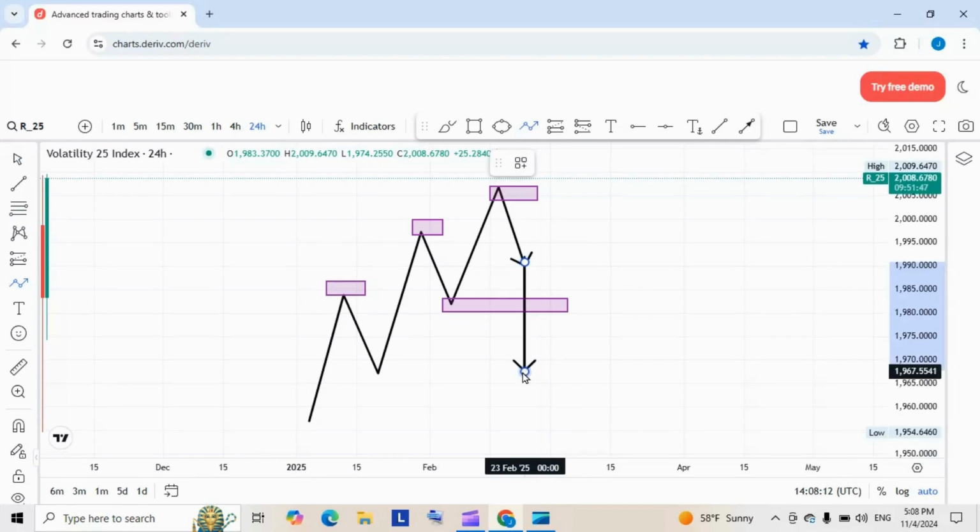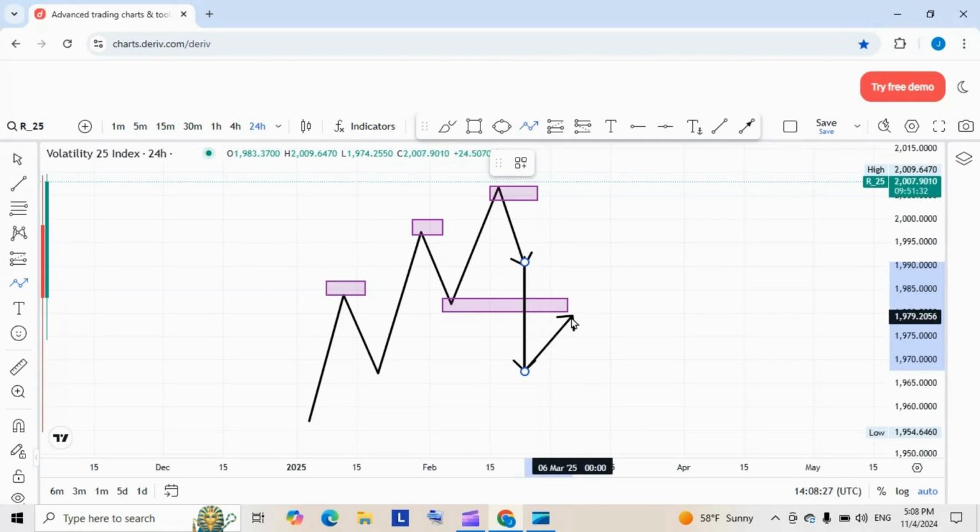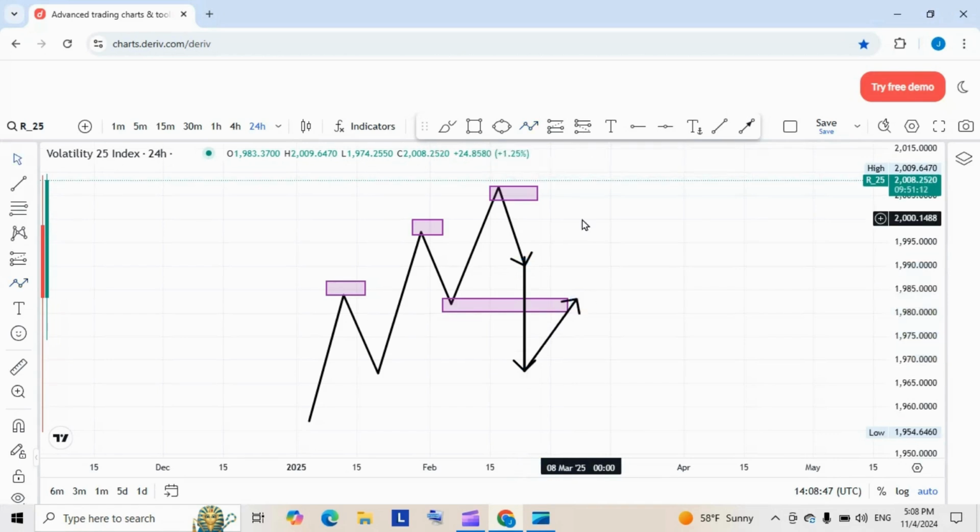For you to see that the structure has changed, you need to see a lower high. Don't just see that because price breaks this, you think we are in a downtrend. No, you want to see a lower low, because we already know for bearish markets to know that the sellers are in control, you want to see a lower low and a lower high. So from this one now, you have confirmed that the sellers are in control.